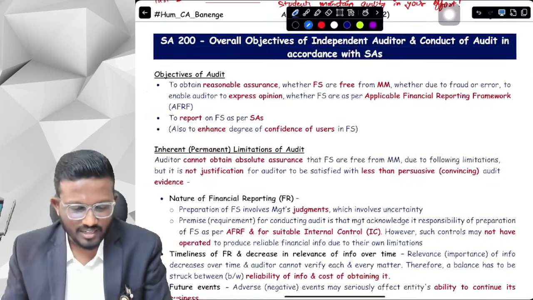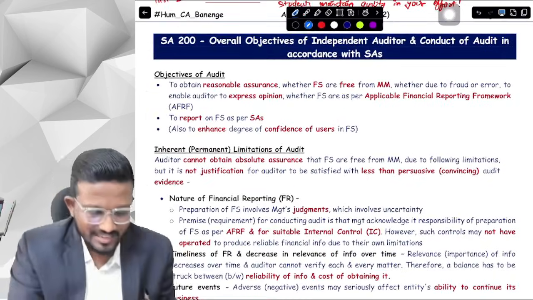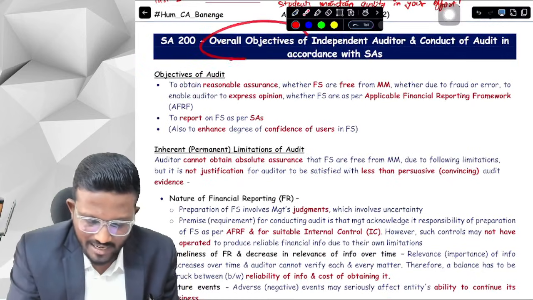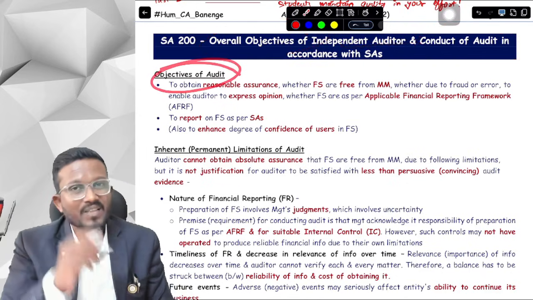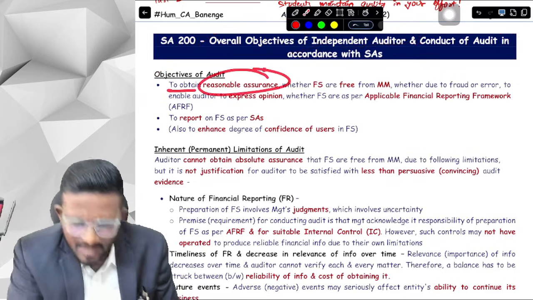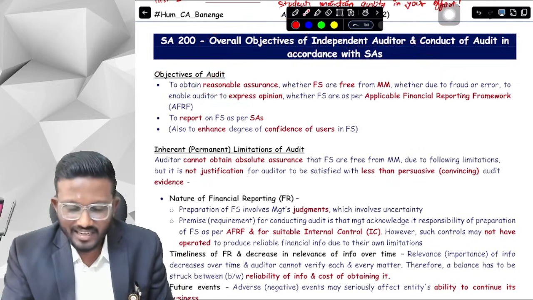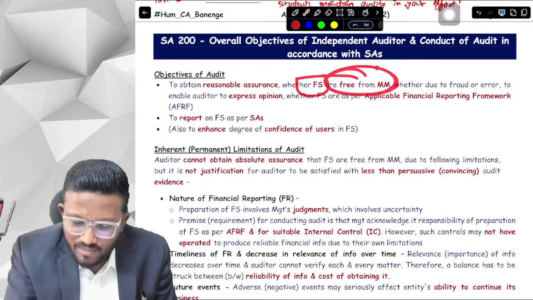So what is the objective, sir? Let's first of all discuss from the concept book. It says SA 200, overall objectives of the independent auditor and conduct of an audit in accordance with SAs. What is the objective of audit, sir? As per SA 200, to obtain reasonable assurance. About what, sir? That financial statements are free from material misstatement.